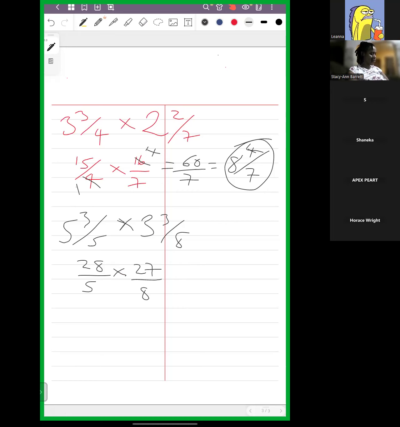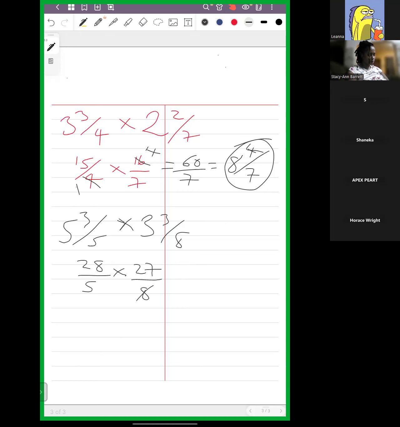So this time 5 cannot go into 27. And funny enough, 8 cannot go into 28, but there is a number that you can use to cancel or reduce the 8 and the 28. Now, depending on the level of your timetable, you may obviously see that the best number to use here is 4. But if you can't use 4, use 2. But I have trust in you guys.